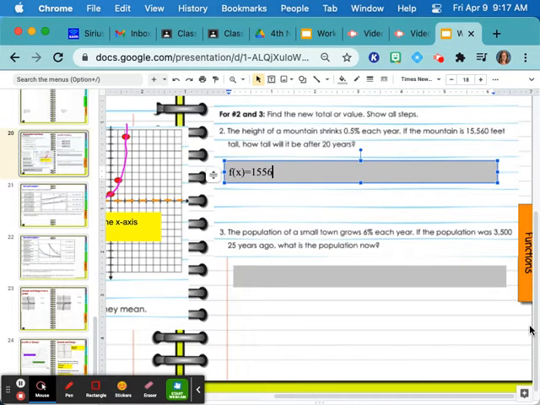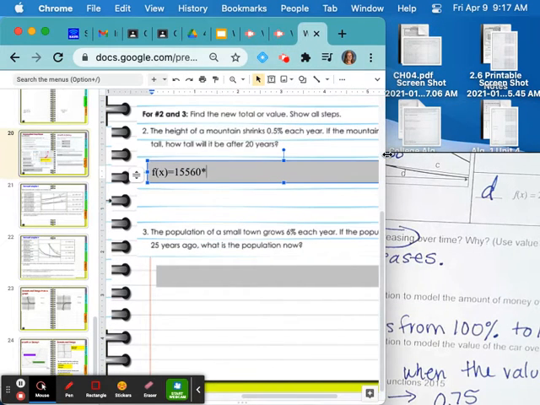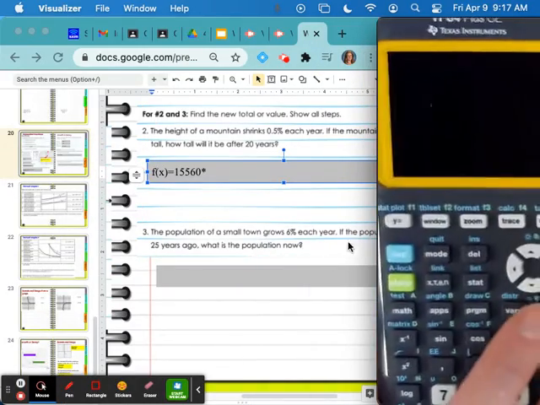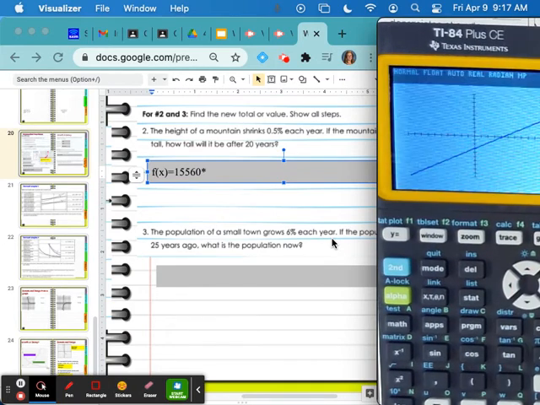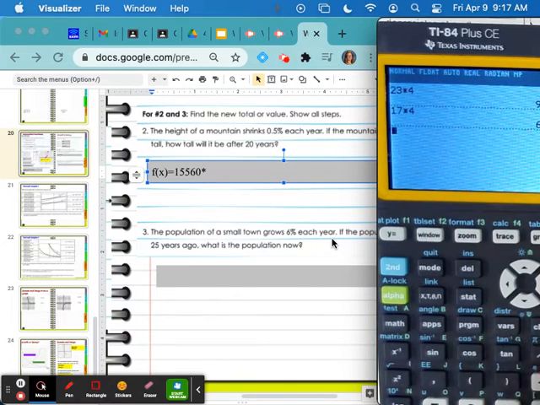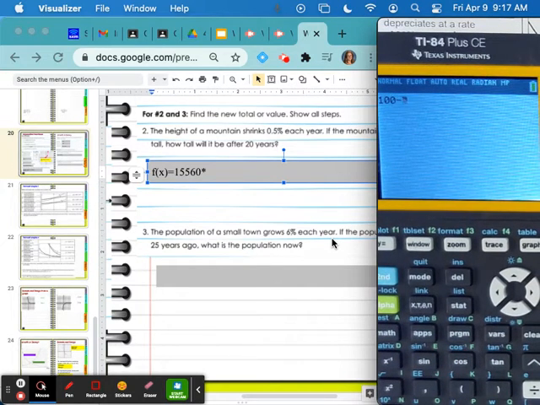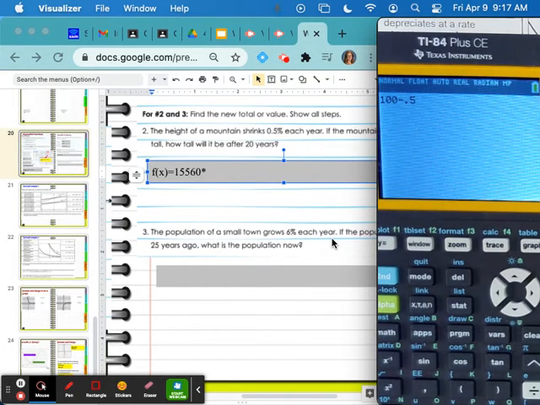So 15,560 times, we need to do the rate. But the rate here, it says it shrinks 0.5%. So what does that mean whenever it shrinks? Is it an increase or a decrease? It's a decrease. So we need to write what our value is. So we have 100%, right? And we are subtracting 0.5 from that because each one is written as a percent.